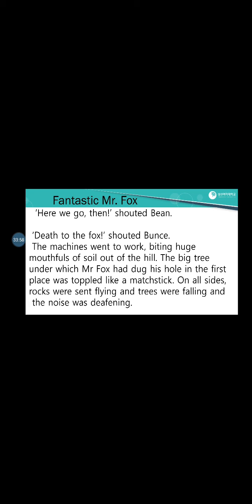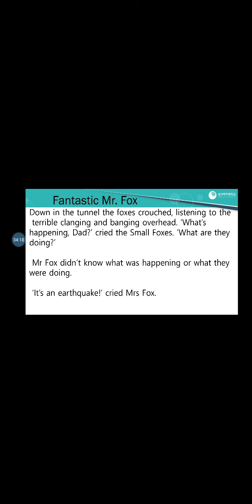The machines went to work biting huge mouthfuls of soil out of the hill. The big tree under which Mr. Fox had dug his hole in the first place was toppled like a matchstick. On all sides rocks were sent flying and trees were falling and the noise was deafening. Down in the tunnel, the foxes crouched, listening to the terrible clanging and banging overhead.